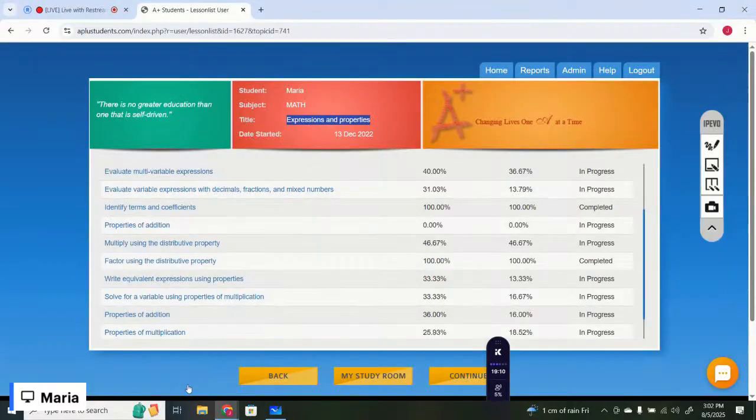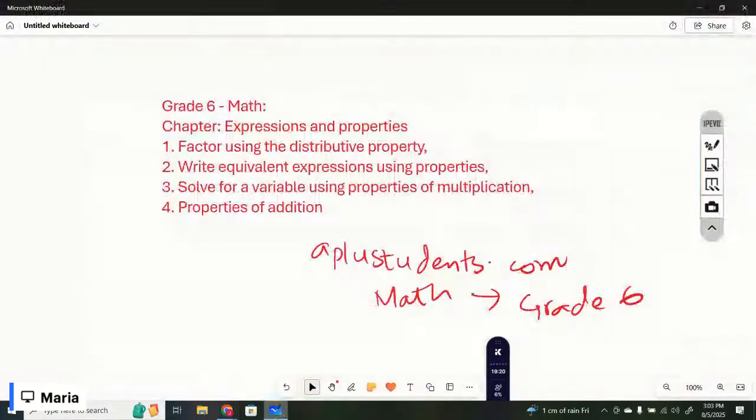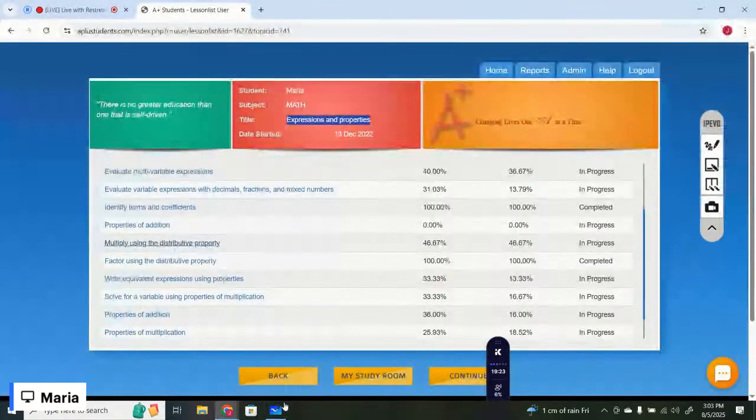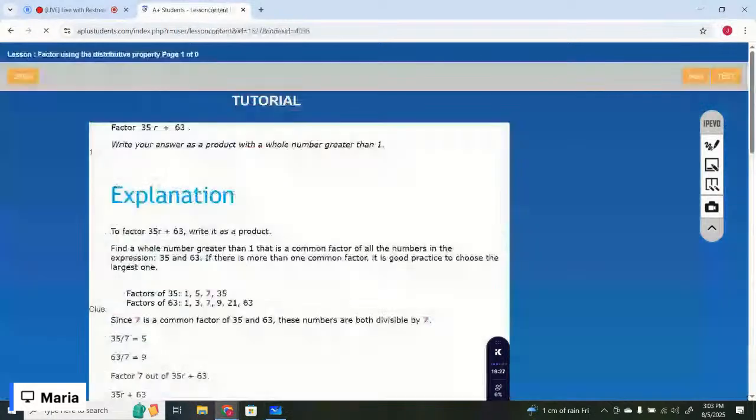So here I'm on grade 6 math. The chapter we're on right now is properties. Let's just start with the lesson that is properties of factor using distributive property.